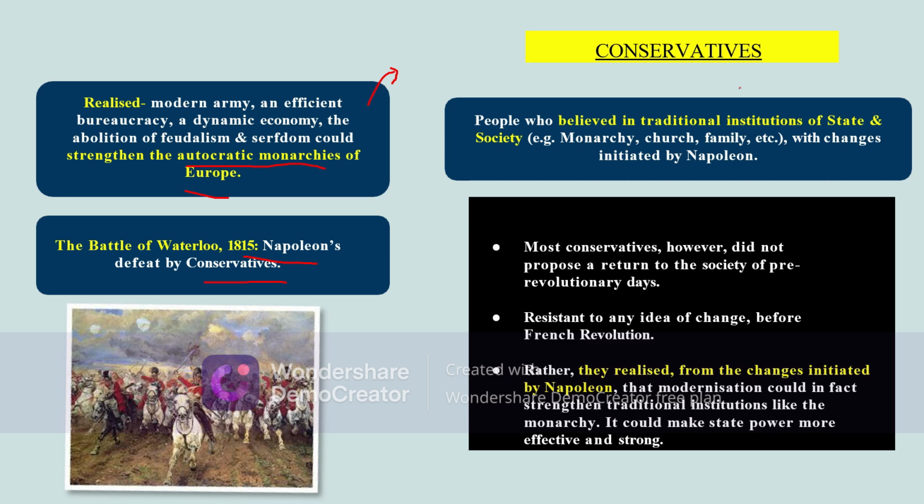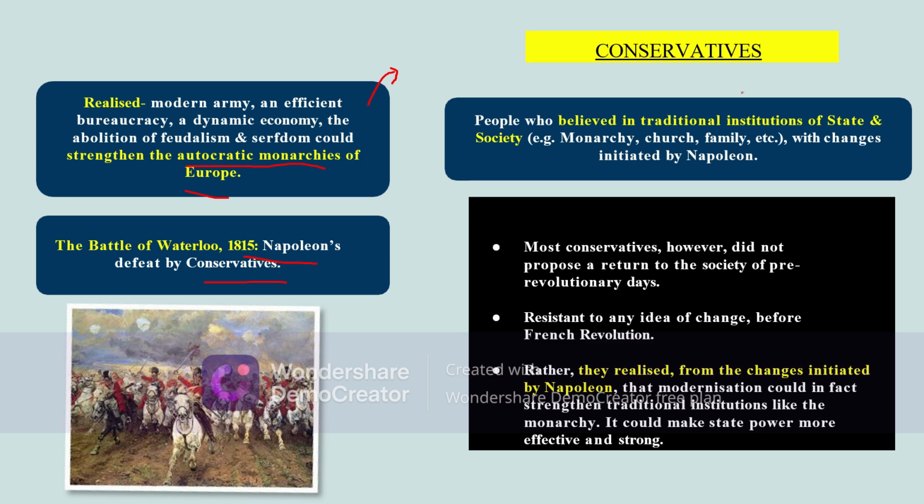Now let us understand who are conservatives. People who believed in traditional institutions of state and society, example monarchy, church, family, clergy, etc., with changes initiated by Napoleon, are considered to be conservatives. Most conservatives, however, did not propose a return to the society of pre-revolutionary days. They don't want to go back to the pre-revolutionary days.